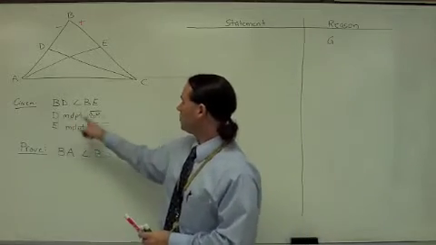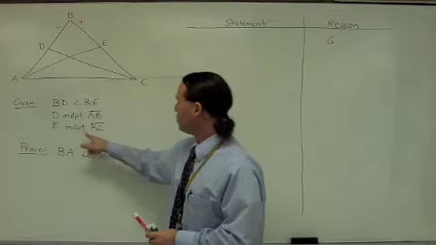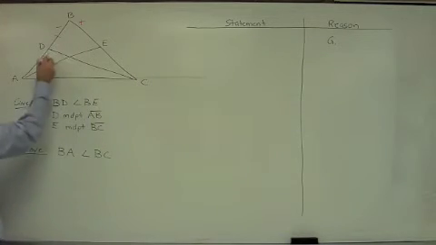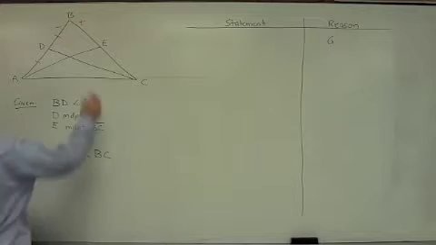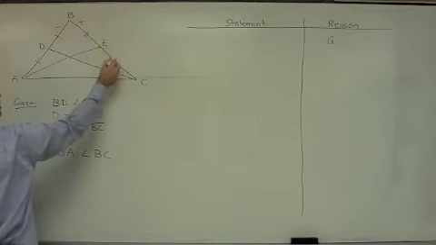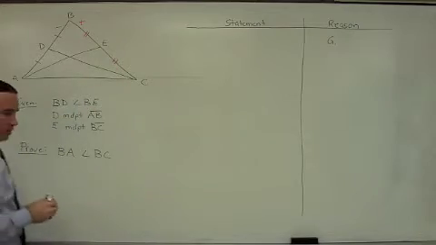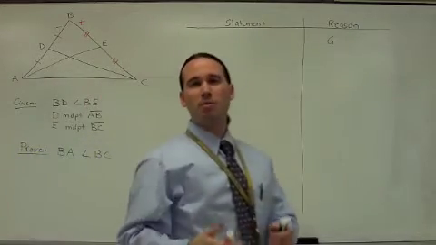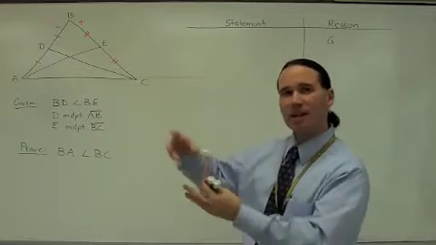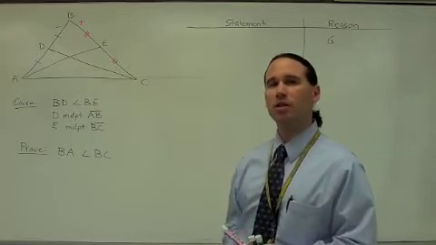Then we are told that D is the midpoint of AB and E is the midpoint of BC. Okay, so what does that mean? Well, midpoints cut segments into two congruent segments. So DB is congruent to DA and BE is congruent to EC. Hopefully everyone's with me on that. We've been using midpoints for a while. So we're going to be able to use those midpoints to tie together two different pieces of the information here.